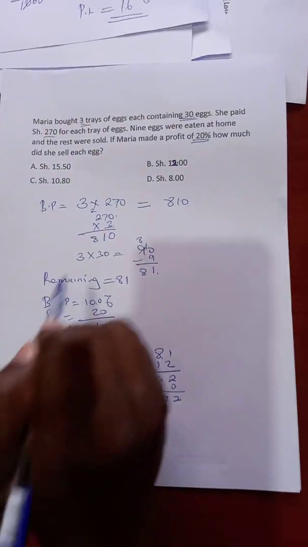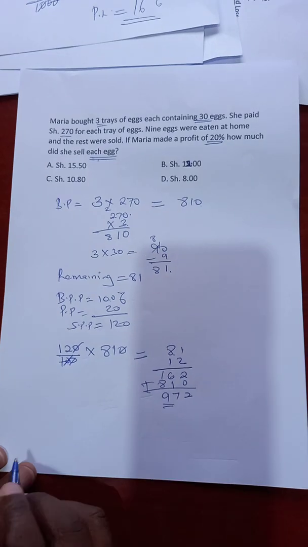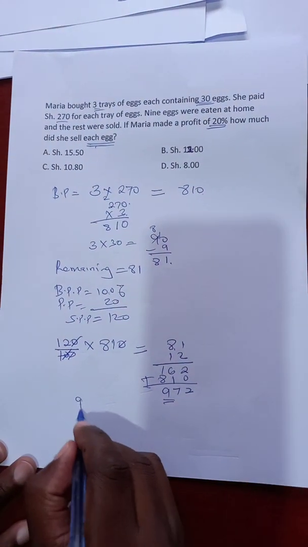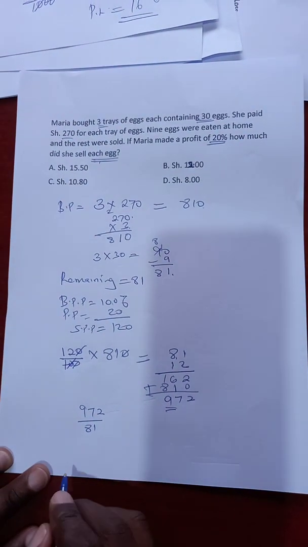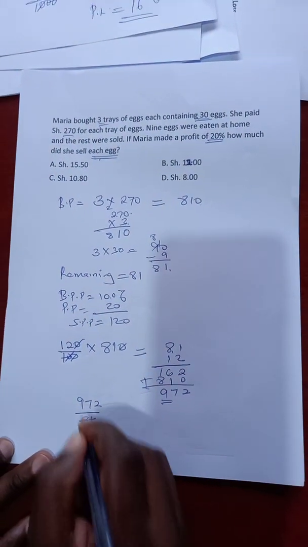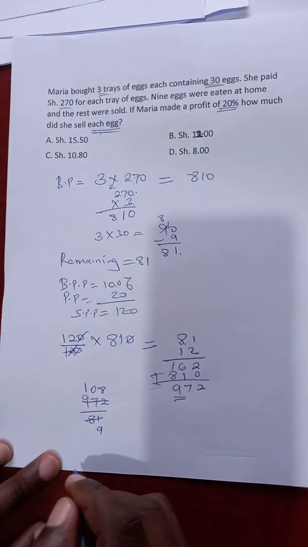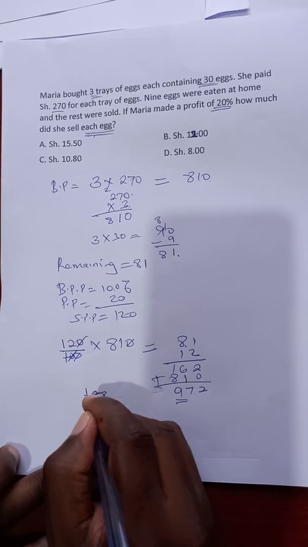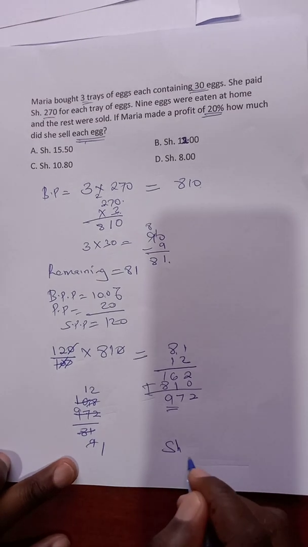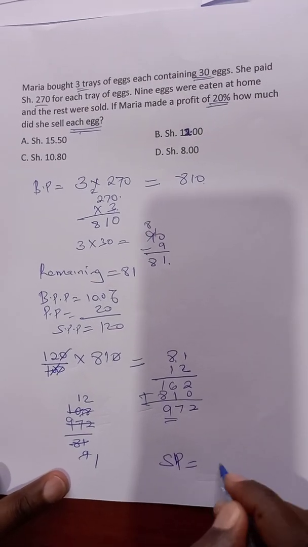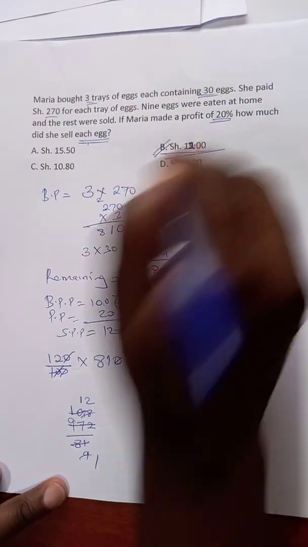The question is asking, how much did she sell each egg? So to get the price, it is 972 all over 81. You can simplify if possible by 9. 9 by 9, 1. Impossible, you write 0, 8. Again, by 9, 1, by 9, 1, you are left with 1, by 9, 2. So the selling price of each egg was shillings 12. Learners, the correct answer is B.